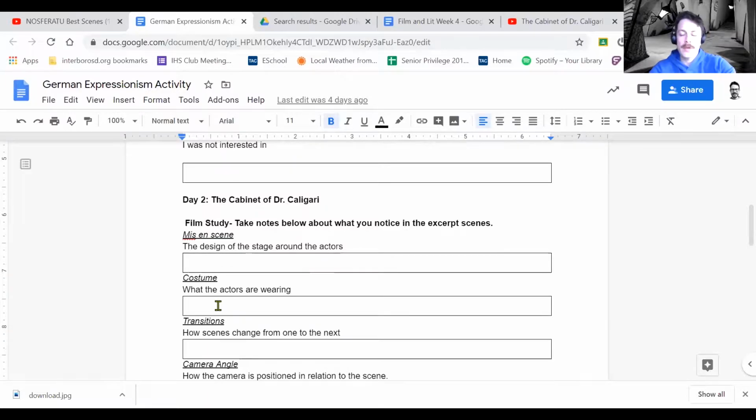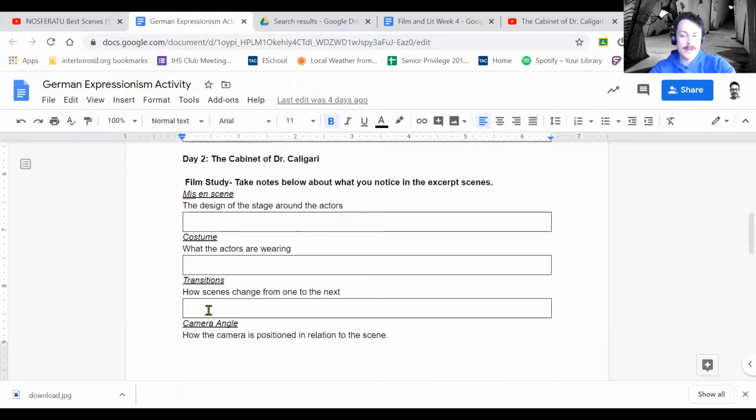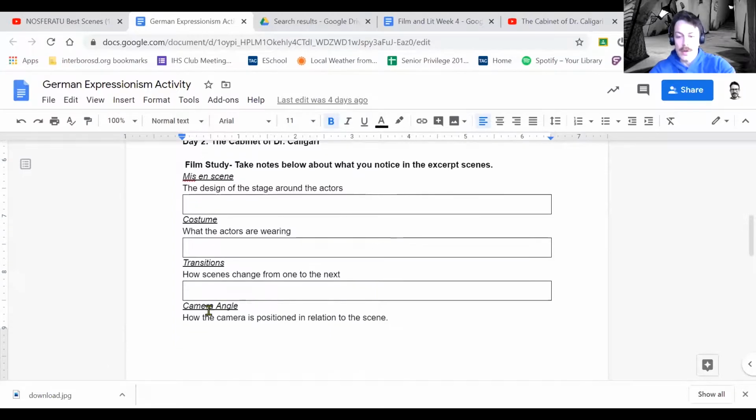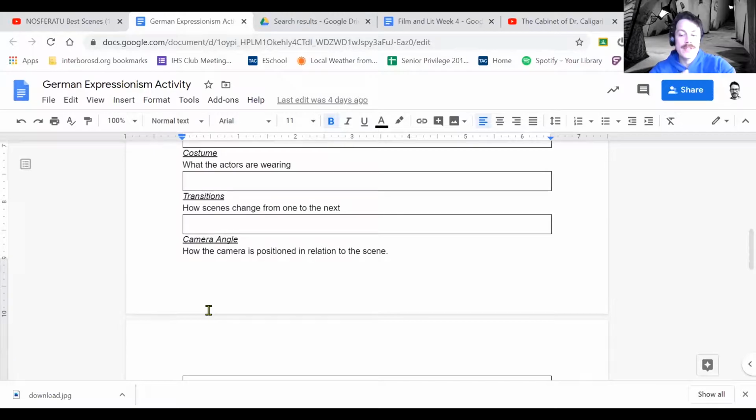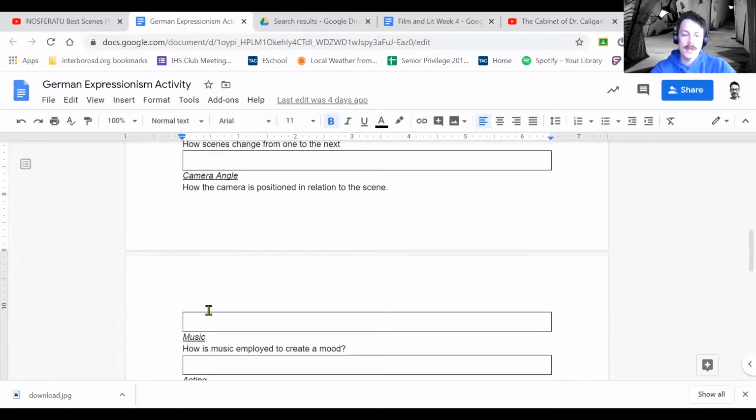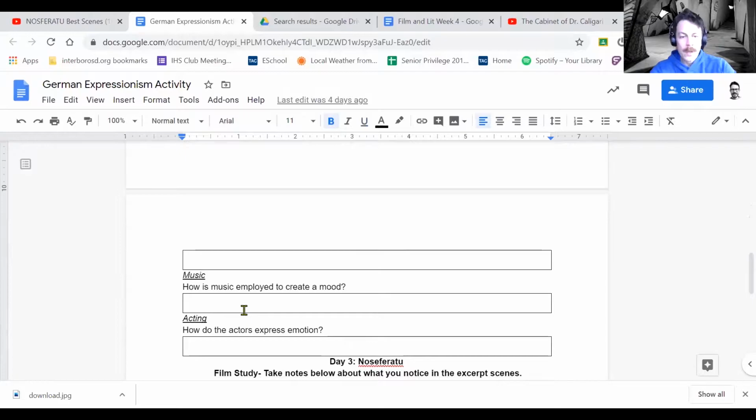Costuming, what are the actors wearing, and what vibe does it give off? Transitions, how does it transition from one scene to the next? We're talking about dissolves, swipes. We talked about that with Ms. Milanich. Camera angles, how is the film projected, the camera sort of in relation to what it's filming. So are things tilted? Are they far away? Are they up close? How is music employed?